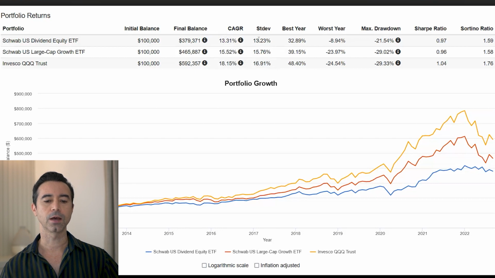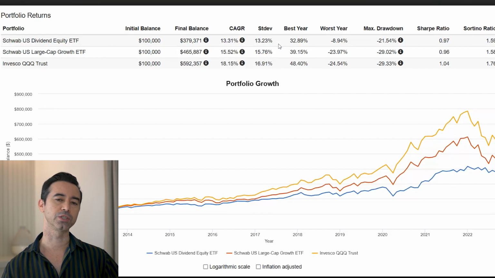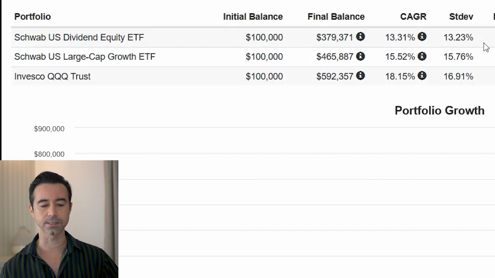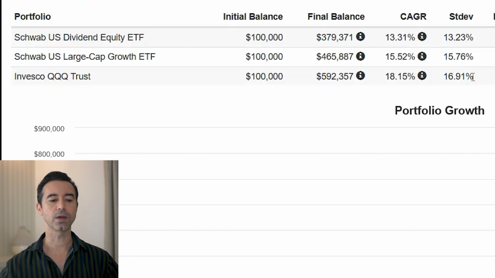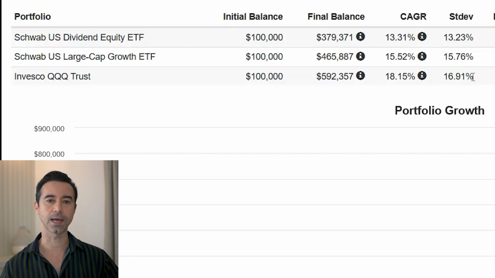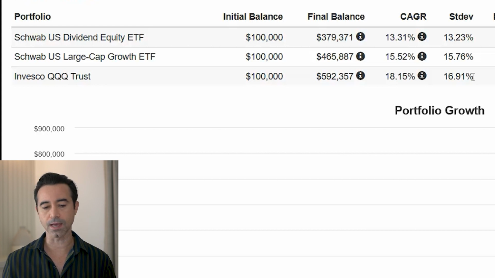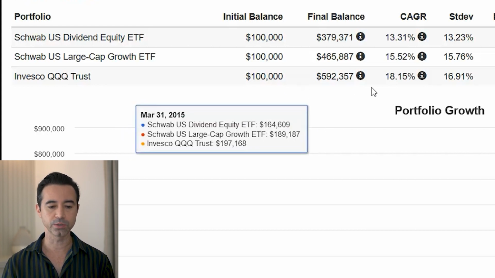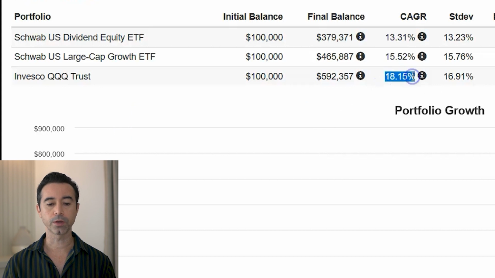Now, what I wanted to go over is standard deviations, so how volatile these ETFs are. SCHD is the least volatile of these, at 13.23%. Then you have SCHG at 15.76, and triple Q with 16.91. So 16.91% is the most volatile of these, but you do get the return, 18.15%, which did better than all of these.